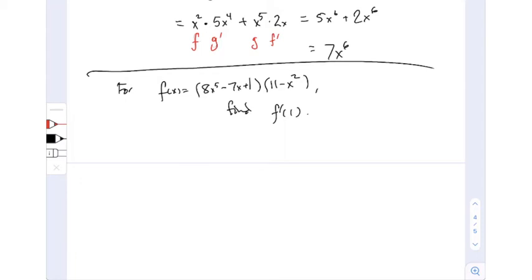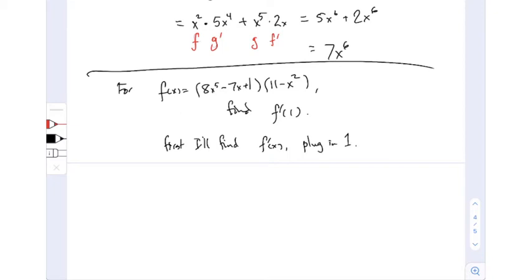Now, this may be slightly confusing because I called the whole thing, which is a product, f, whereas in the formula for the product rule, f is the first one and g is the second one. But sometimes something else will also be called f. Anyway, when I do the product rule, the first part is 8x to the 5 minus 7x plus 1, and the second part is 11 minus x squared. So I'm going to do the product rule. Let me say first, I'll find f prime of x and then plug in 1.